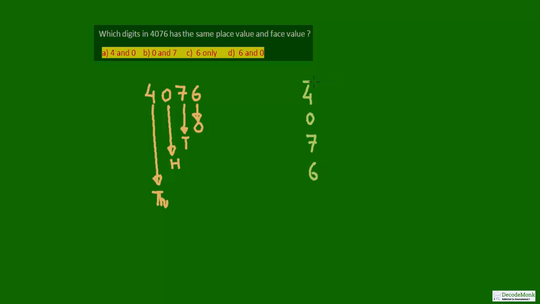Let me write down the face value and place value against each digit in the number 4076. The face value of 4, as we know, is the number itself, which is 4. The place value of 4 will be equal to 4 multiplied by the value of the place in which it exists, that is 1000. So the place value of 4 will be equal to 4000.